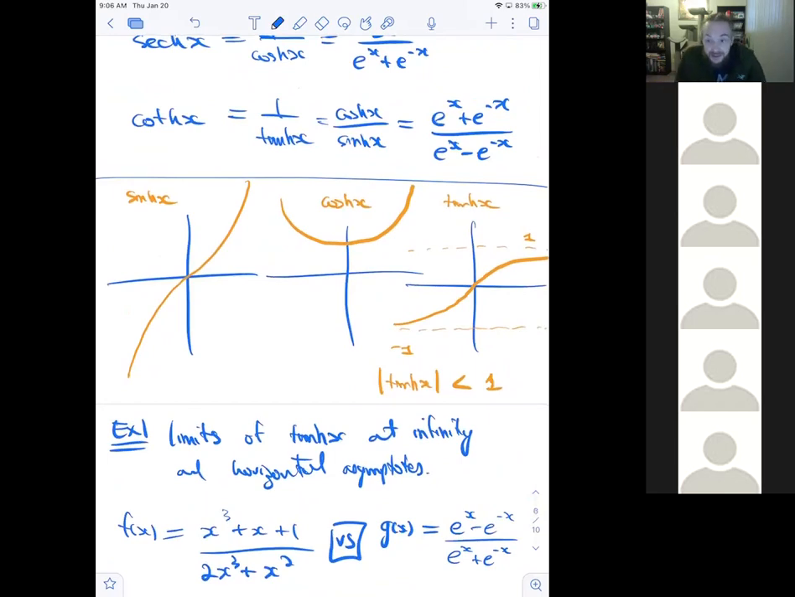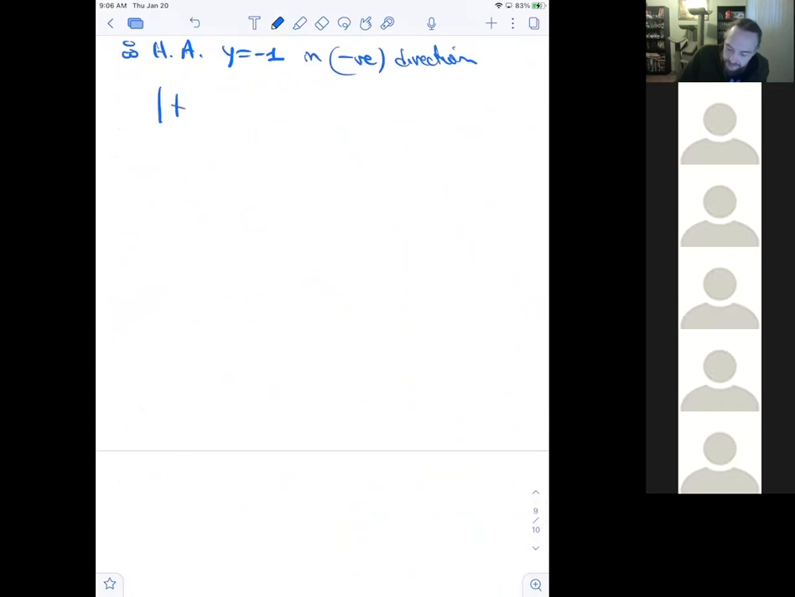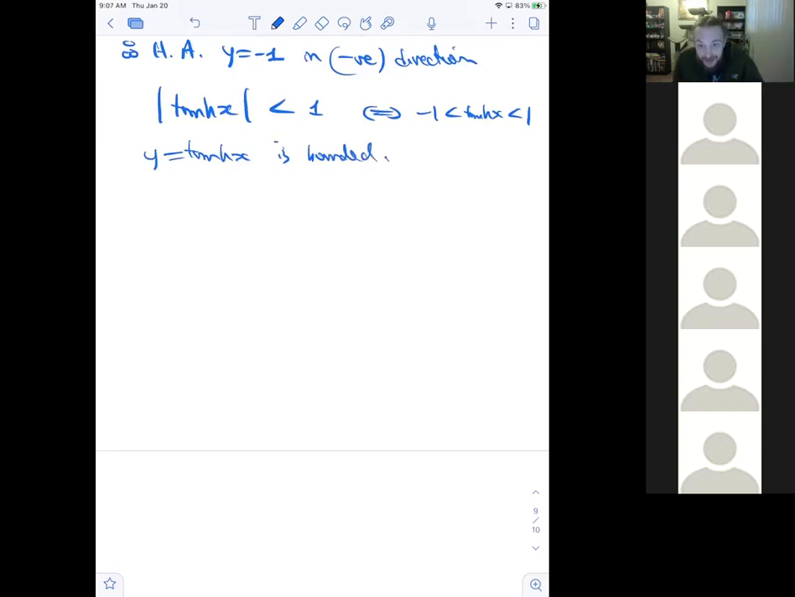There's a different horizontal asymptote in the negative direction. You always have to check both. So with horizontal asymptotes, you can have at most 2. In this case, we have exactly 2 for tanh, and it's bounded between minus 1 and 1. Y equals tanh x is bounded. The other ones you have are arctan, which is bounded by negative pi over 2 to pi over 2, and sine and cosine, which are bounded by negative 1 and 1 also.